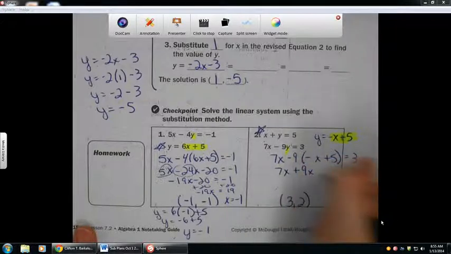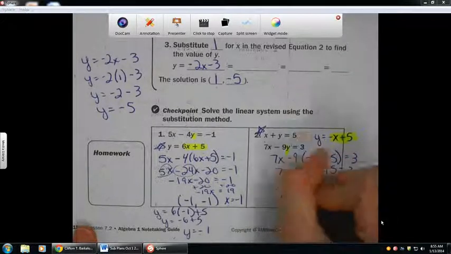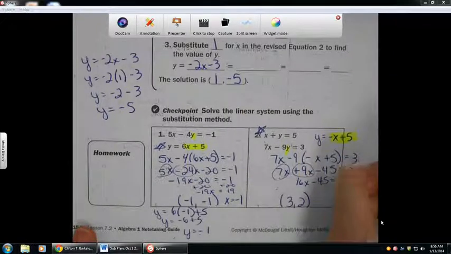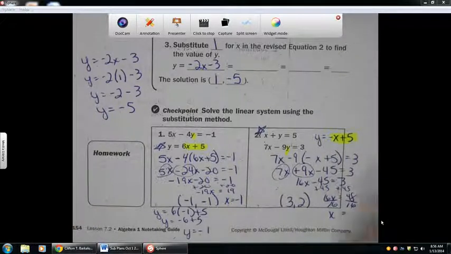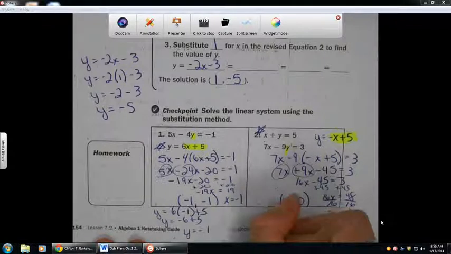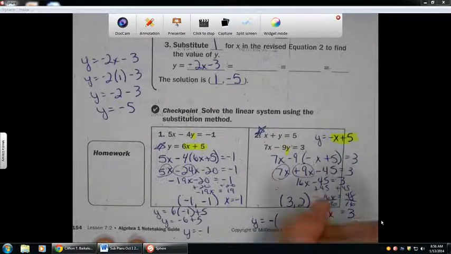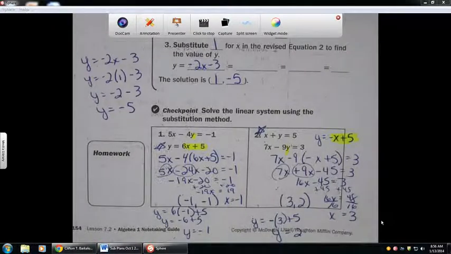7x plus 9x minus 45 equals 3. Combine like terms. 16x minus 45 equals 3. Add 45 to both sides. I have 16x equals 48. And x is equal to 3. We go ahead and plug that value for x back into the first equation. And we have y equals negative x, or negative 3 plus 5. Y equals 2.